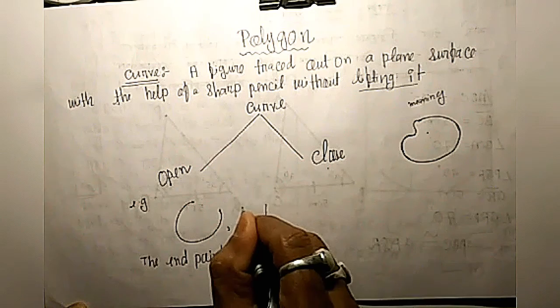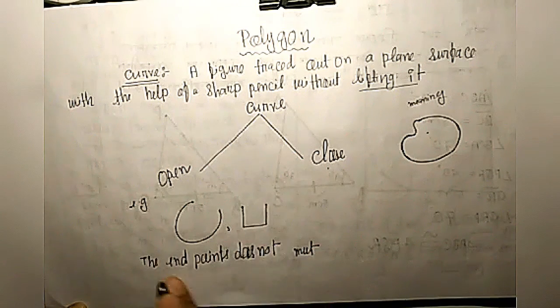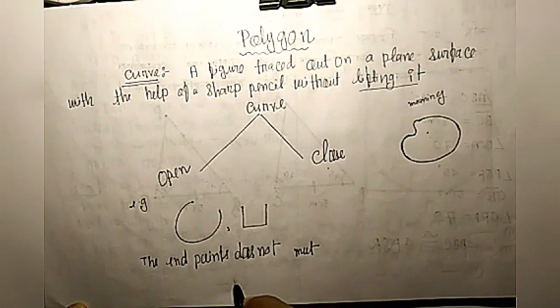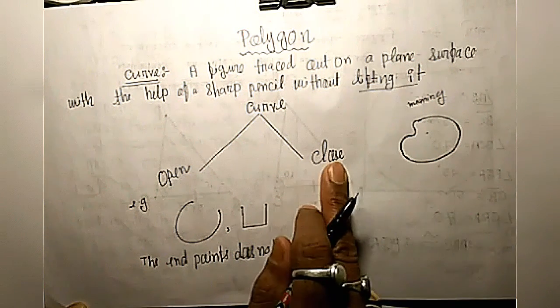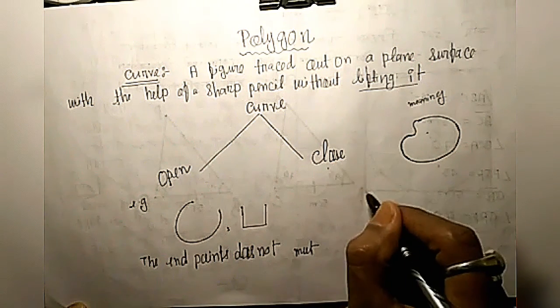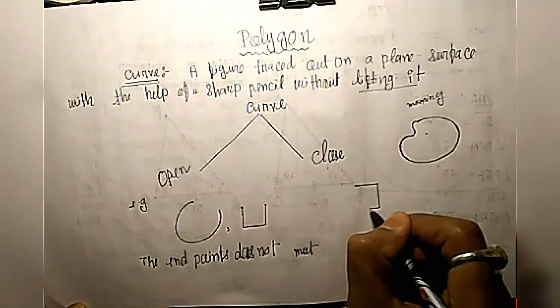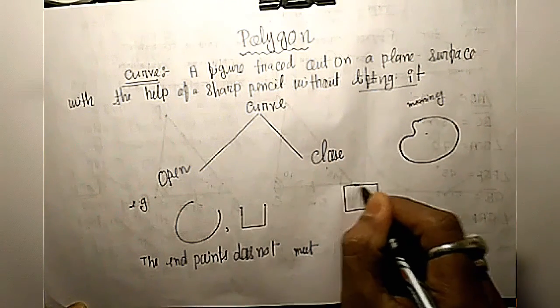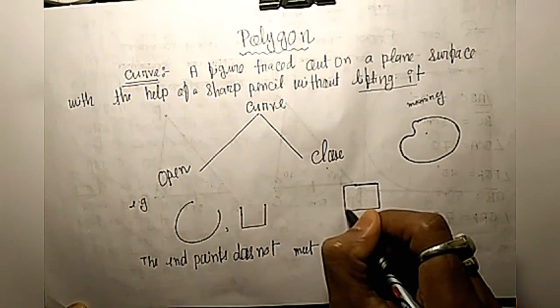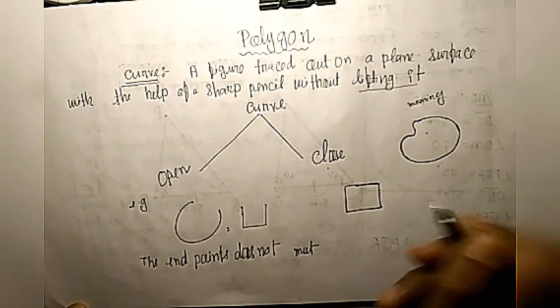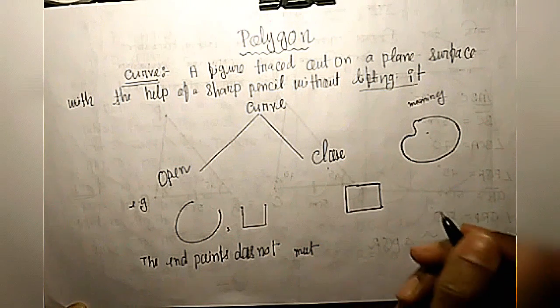This is one more example. We have seen that both the ends do not meet. Both ends of the curve do not meet. So what do we mean by a closed curve? In this case, both the ends touch each other. That means both the ends should meet each other.